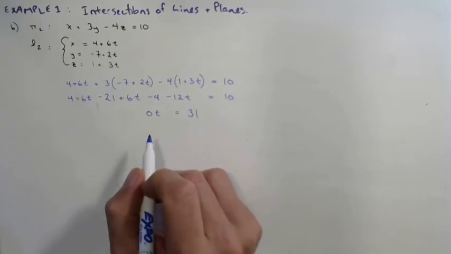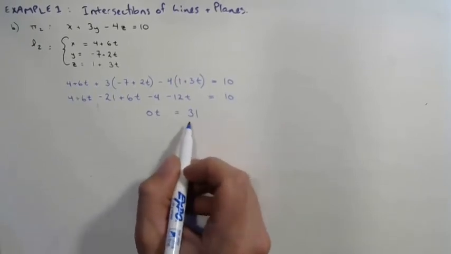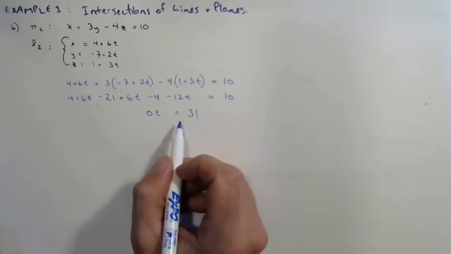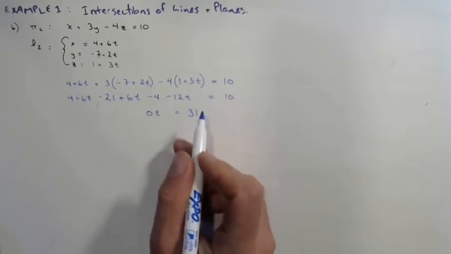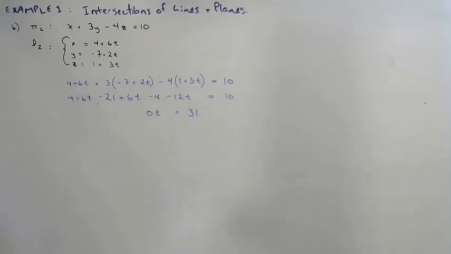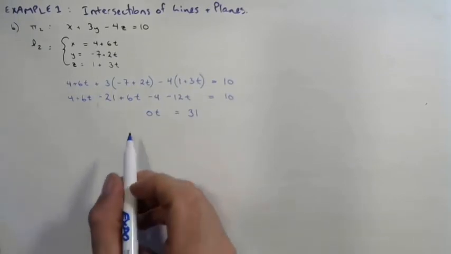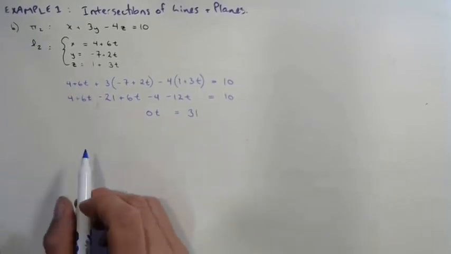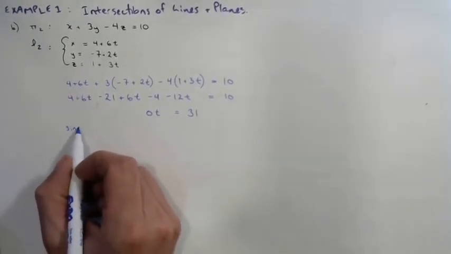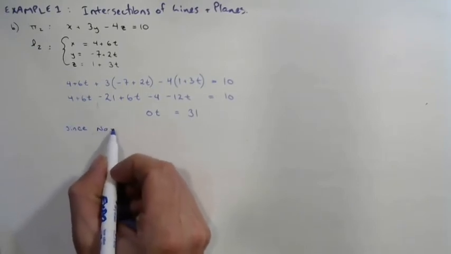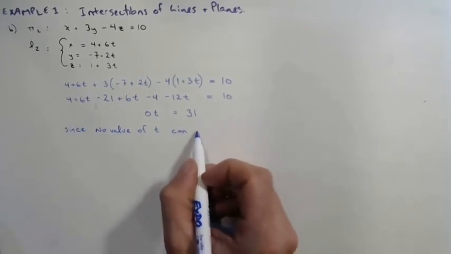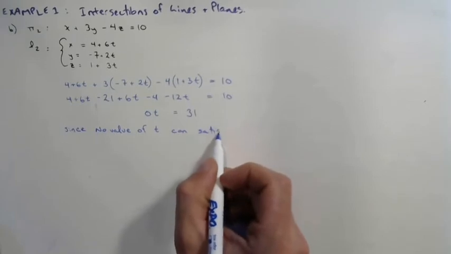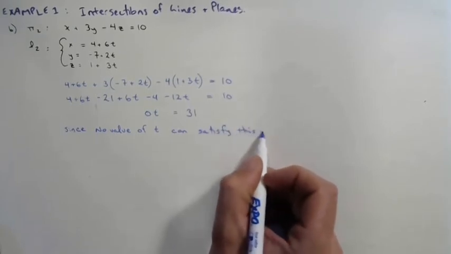Well, how many values of t will satisfy this equation? Or you could try to divide both sides by 0 and you'd get a non-answer, an undefined value. So this tells me that there is not a single value of t that can satisfy this equation. Therefore, the line and the plane do not intersect since no value of t can satisfy this equation.